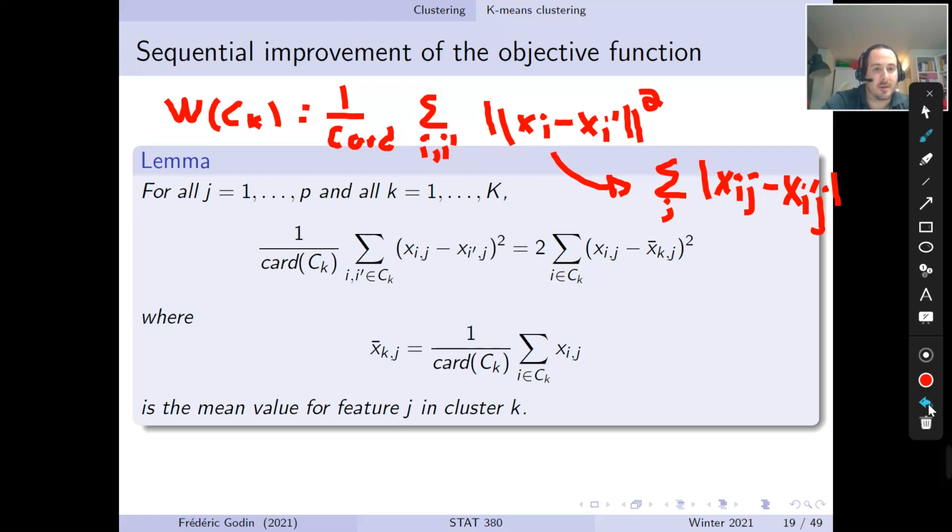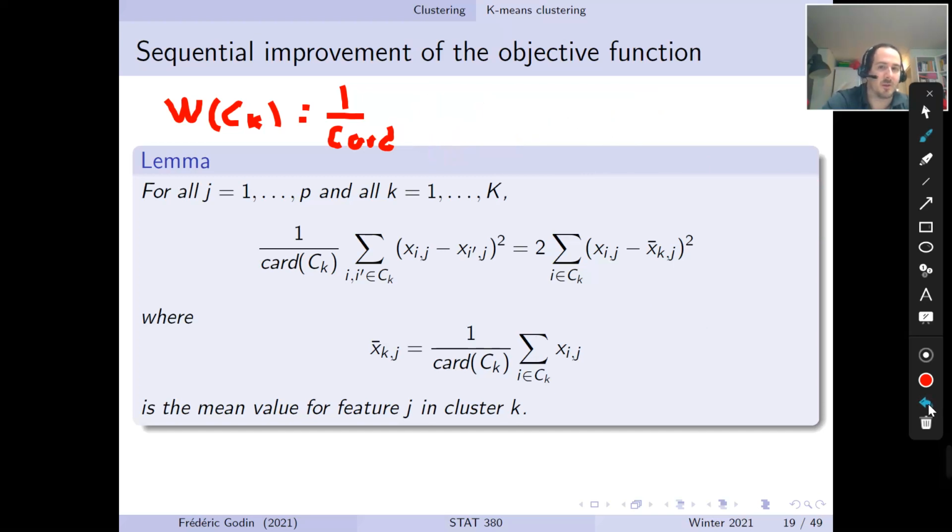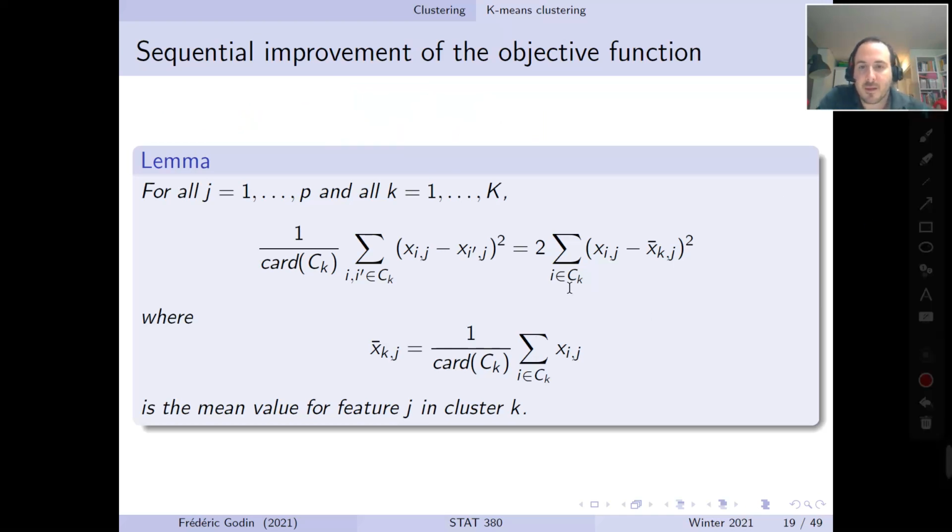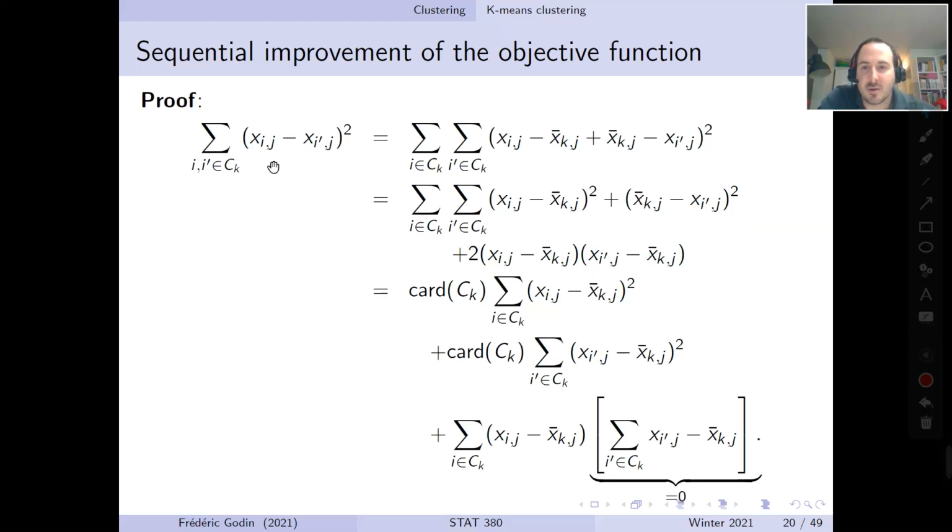So this lemma, we will give the proof right now. Okay, so we'll do a bit of calculation just to make sure we're comfortable manipulating concepts associated with this clustering method. Okay, so here, on the left hand side, let's just forget about this 1 over cardinality and let's just consider this guy here. So this guy here, the double summation across all observations in cluster K of the squared distance between the jth predictor of observation i and jth predictor of observation i prime.